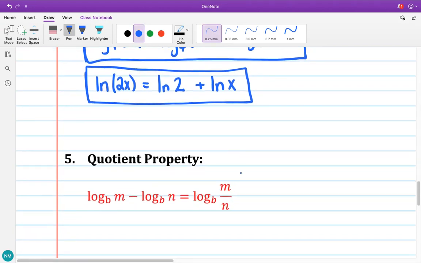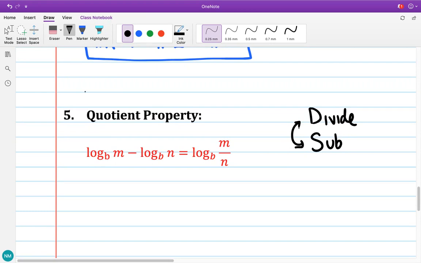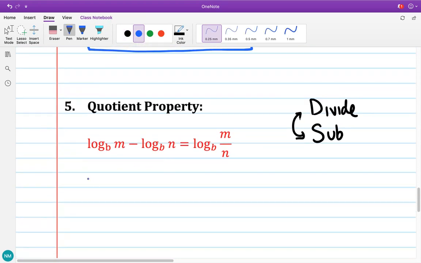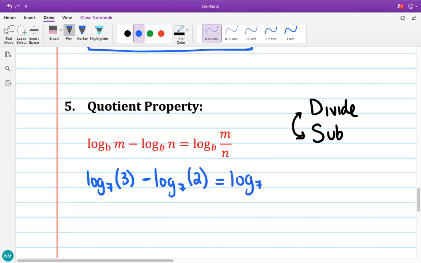Okay, quotient property, same concept. So here's the DS. When you divide, you subtract. Again, you're doing it backwards now. When I subtract, I divide. So if I have something like log base 7 of 3 minus log base 7 of 2, it is the same thing as saying log base 7 of 3 over 2.